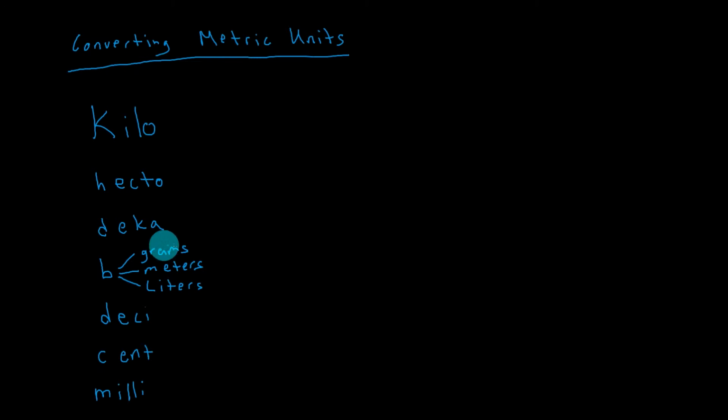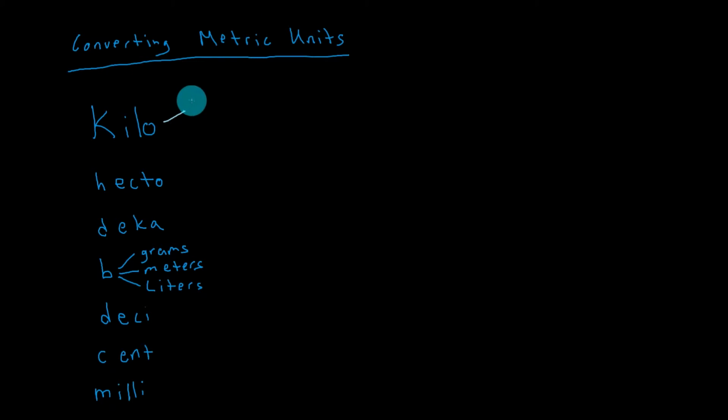So grams deals with the mass of an object. Meters looks at measuring the length of objects, and liters looks at measuring the capacity of objects. And depending on what units you're measuring in, whether it's grams, meters, or liters, well, these prefixes can be attached to each of these sets of units. So we could attach this word kilo to grams, meters, or liters depending on what set of units you're measuring in. Let's change our color, and let's actually write that down.